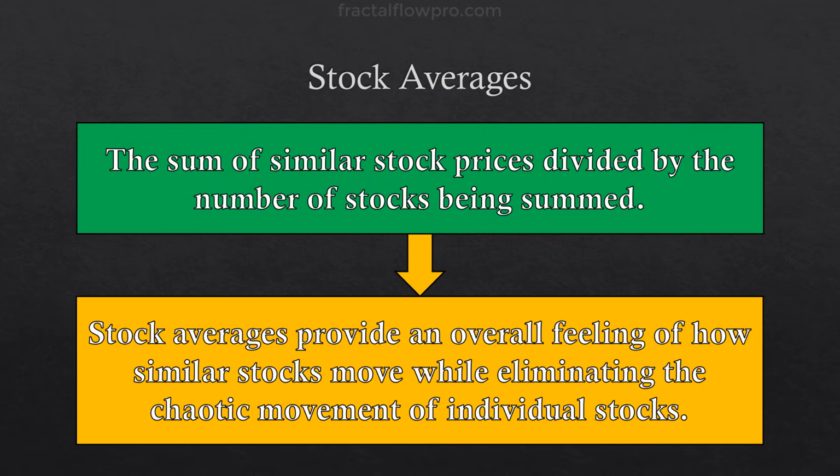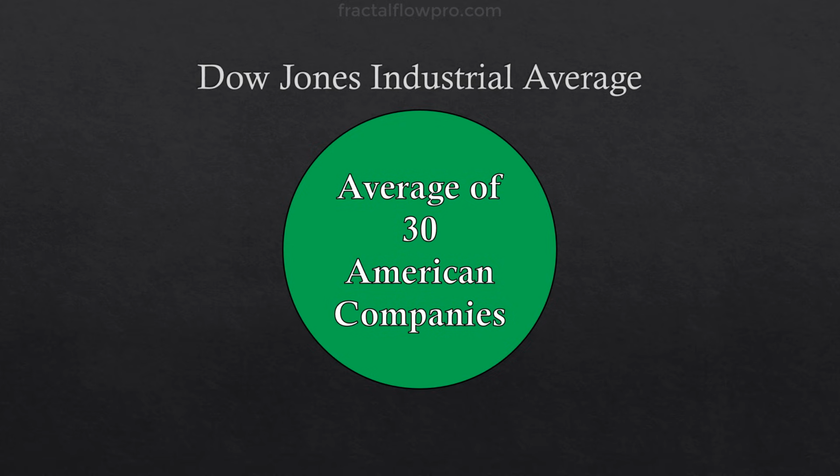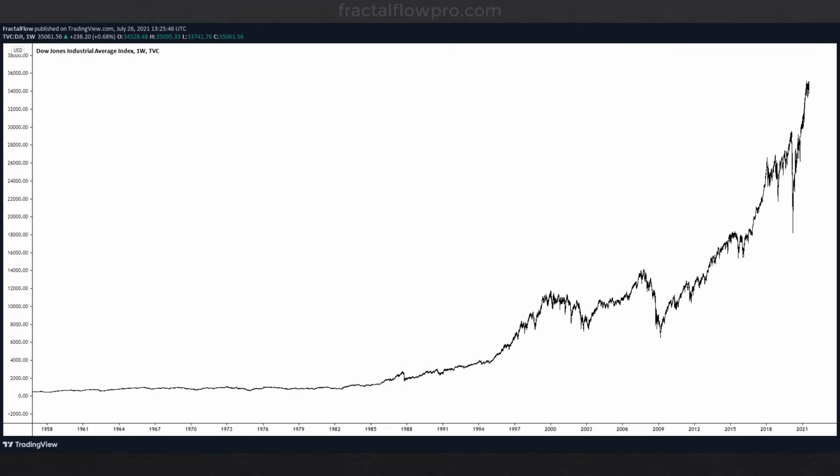The Dow Jones Industrial Average is the average of the 30 largest and most important American companies. We are talking about companies like Apple, Coca-Cola, Nike, Walt Disney, Visa, Microsoft, and others. In this image, we can see the weekly chart of the Dow Jones Industrial Average since the 1950s. There are other averages like the Dow Jones Transportation Average and the Dow Jones Utility Average also.